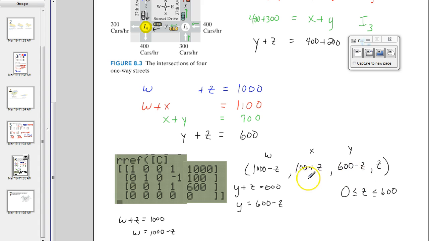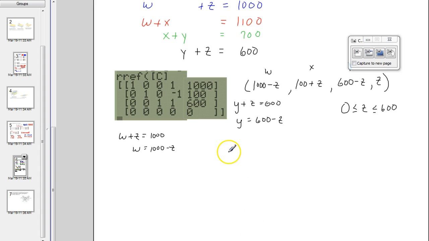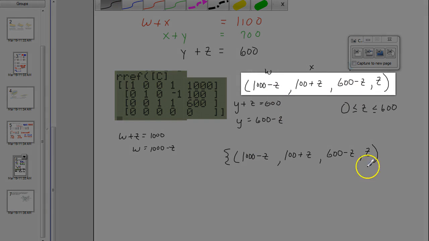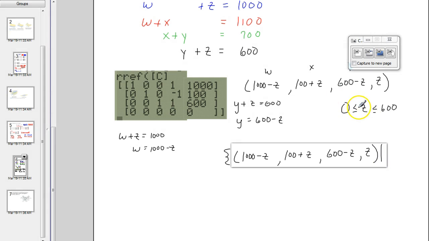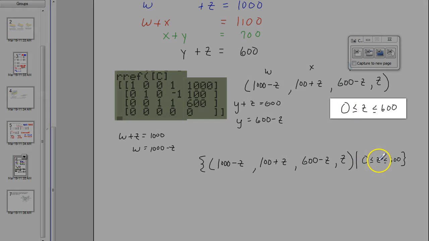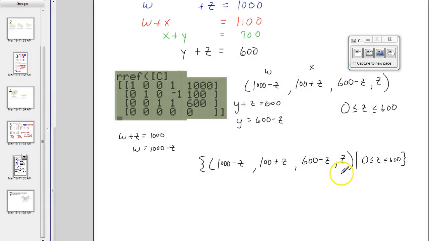So this is the form of our solutions. Okay, our solutions take on this form, and this is the domain for z. So the way we would write this is the set of all ordered quadruples of this form, such that 0 is less than or equal to z is less than or equal to 600, or z is between 0 and 600. So that's what these actual solutions look like when there's a domain attached.